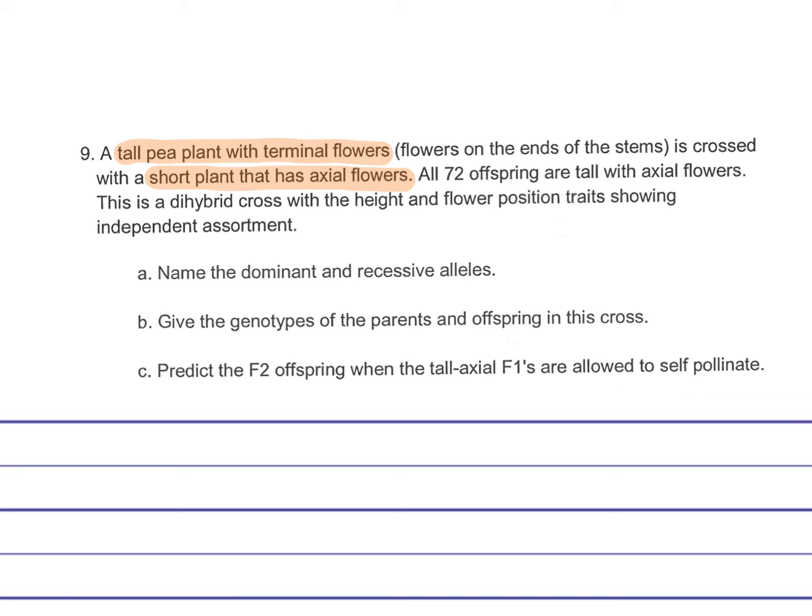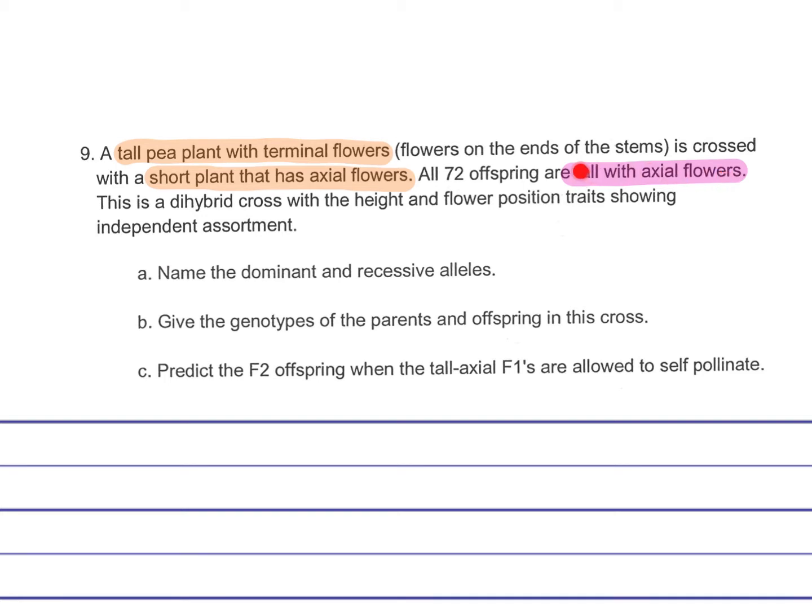All the offspring are tall with axial flowers. So what you see is you've got contrasting characteristics for height, tall and short. We don't know which one's dominant just yet. And we've got contrasting characteristics for flower position, terminal or axial. But you have these parents with opposite traits. So a tall parent with terminal flowers, mating with a short parent with axial flowers. But all the offspring are tall with axial flowers.